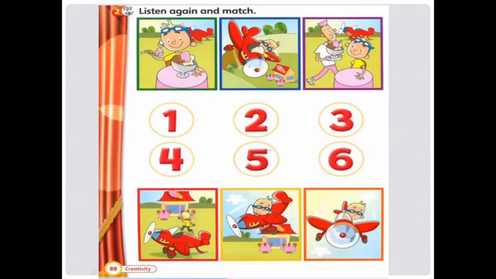So each picture is framed with a color. For example, here the picture is framed in a green color, here with blue, this one with purple, this one red, this one yellow, and this one orange. So we should match each number with the right picture. Here is the correction.